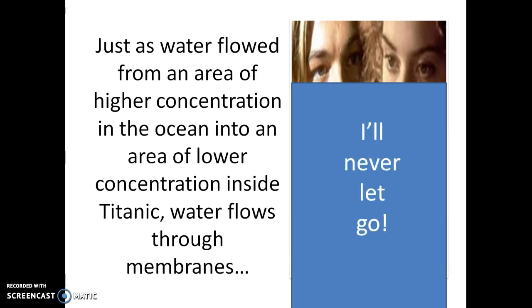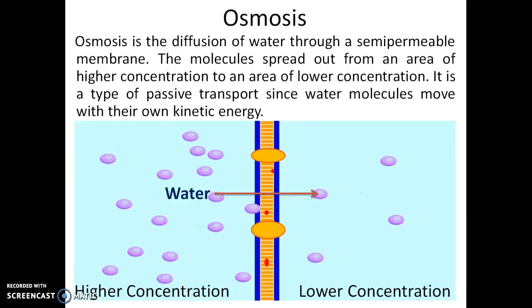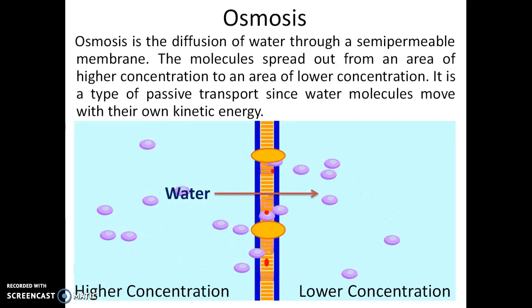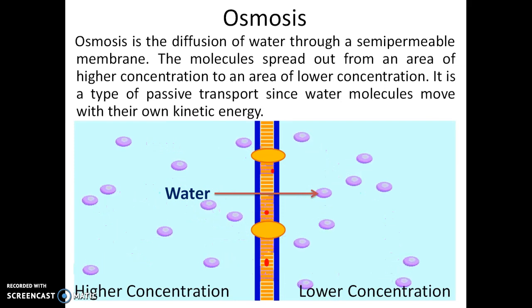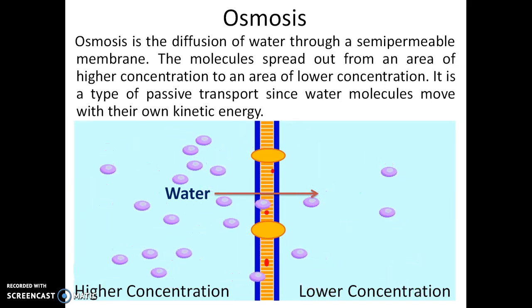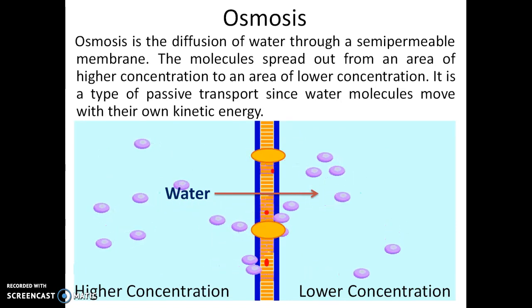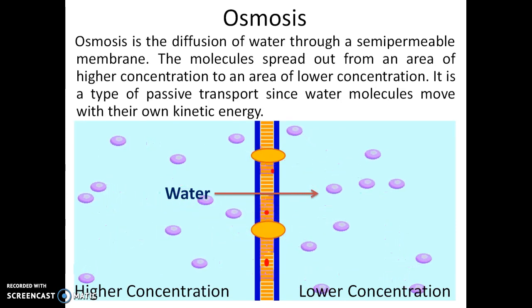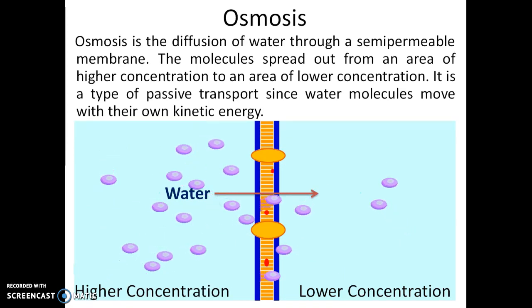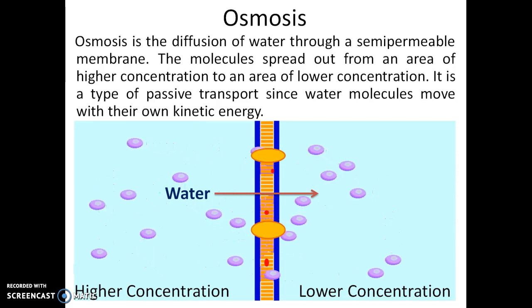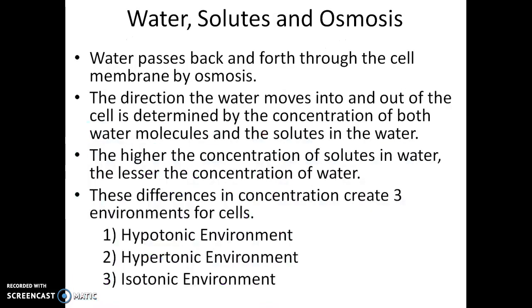But seriously, osmosis is the movement of water, and we're going through a semi-permeable membrane. So water needs to be able to move in and out of the cell. This is a type of passive transport, so it does not require any extra cell energy. These water molecules are moving with their own kinetic energy, like we talked about in regular diffusion.